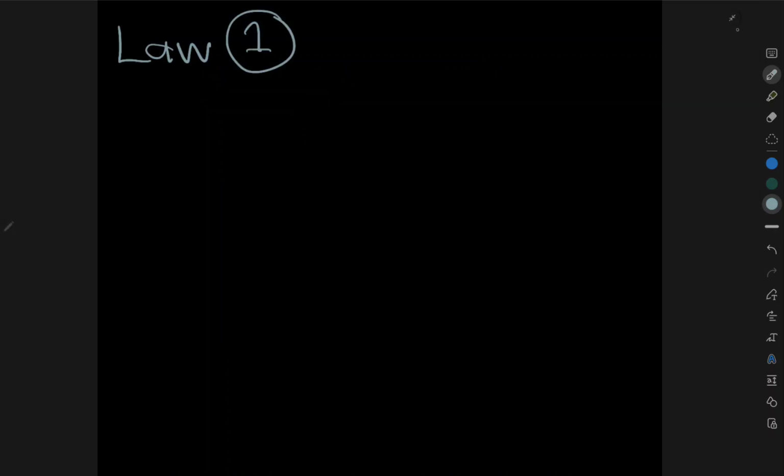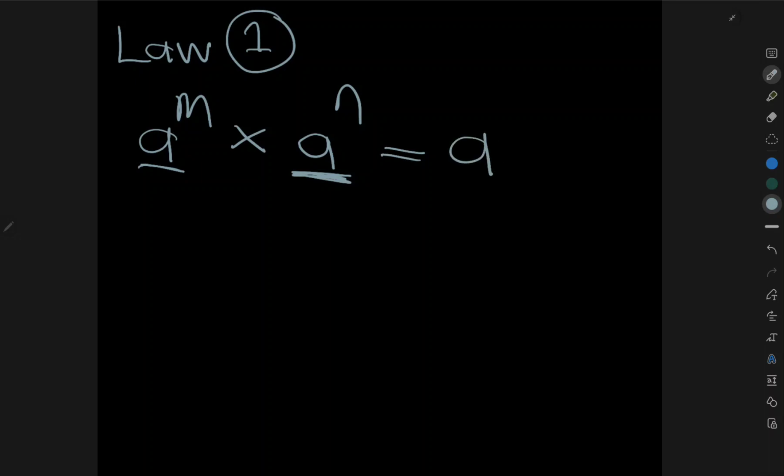So let's start. The first law says if you're multiplying powers, so in this case a to the power of m multiplied by a to the power of n, which have the same base, what we do is add the exponents, so that would be m plus n. If they don't have the same base, we obviously don't add the exponents.